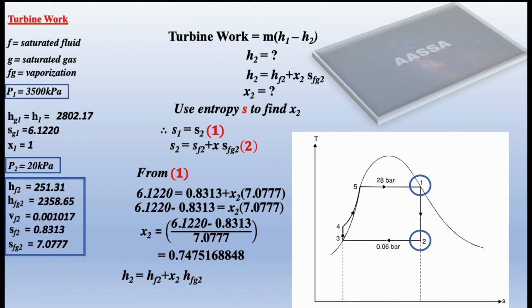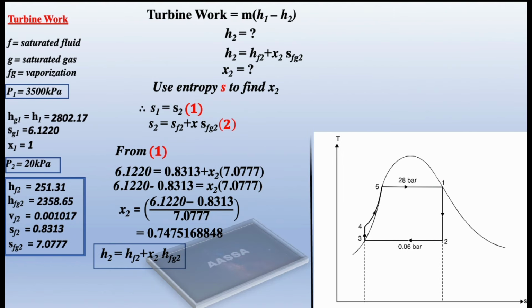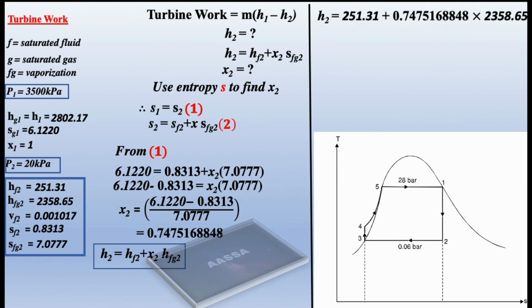Okay, so enthalpy state number 2, H2, is equal to HF2 plus X2 HFG2. Okay, so now it's a matter of plugging in results. We're going to go to our values, state number 2 under P2, right? Okay, so let's just make some space right here. And now H2, for HF2, we have it, which is 251.31 plus 0.74, that is X2, and we're going to multiply that by HFG2, that is 2358, which is right here. Okay, and if you do that, we're going to get 2014.44. That is going to be the value for H2, right?